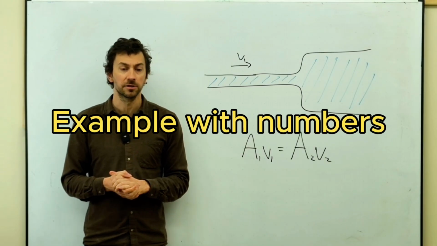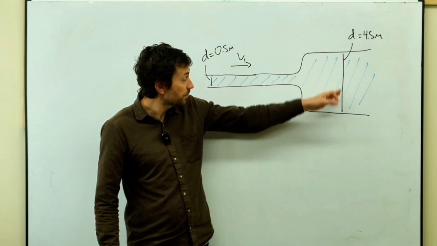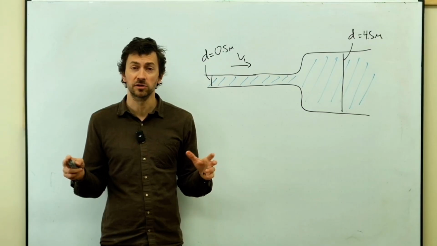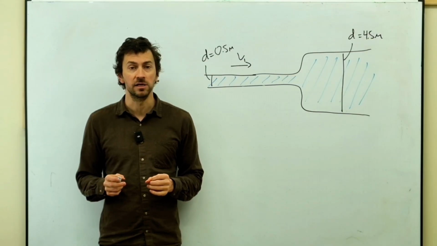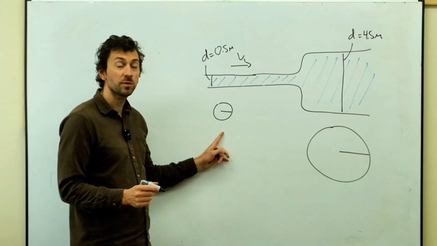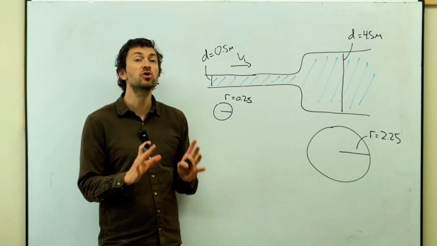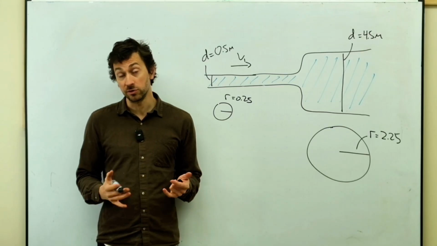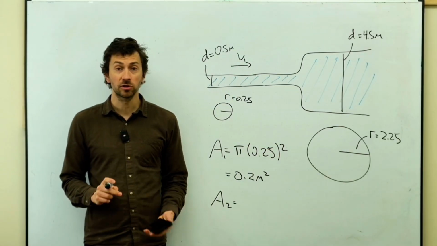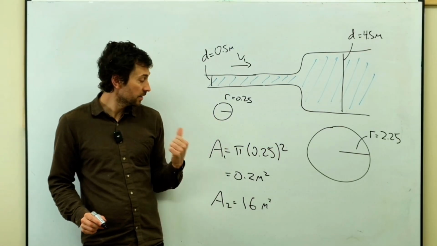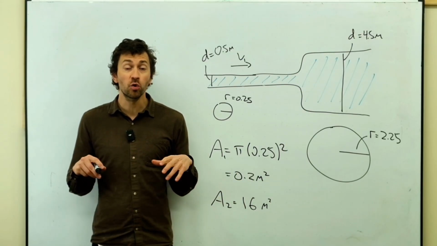Let's do an example calculation. Let's say this part of the pipe has a diameter of 0.5 meters. This part of the pipe has a diameter of 4.5 meters, a way larger diameter. So we can calculate the cross-sectional area of these. They're both circles. This one is a little circle with radius 0.25. This one is a bigger circle with radius 2.25. To calculate the areas, we use our circle calculation, pi r squared. For the little circle, I get 0.2 meters squared. And for the bigger circle, I get 16 meters squared. So this is quite a lot larger.